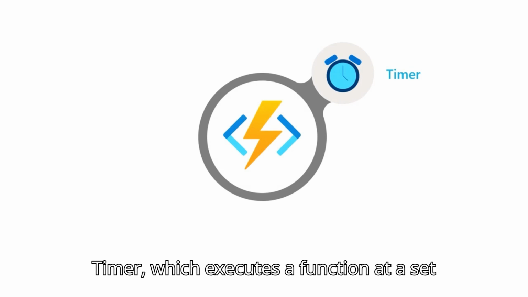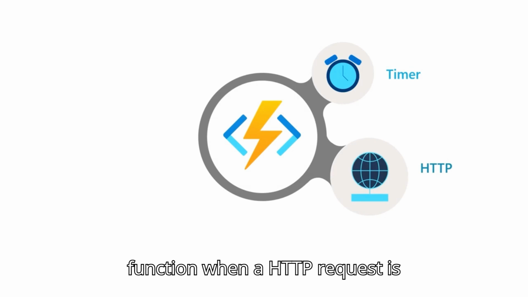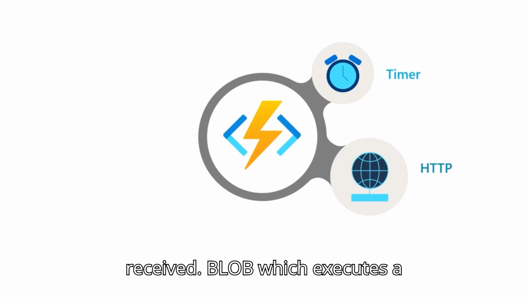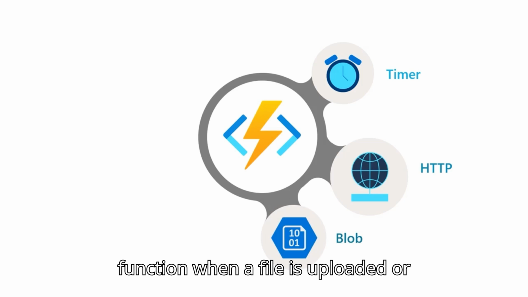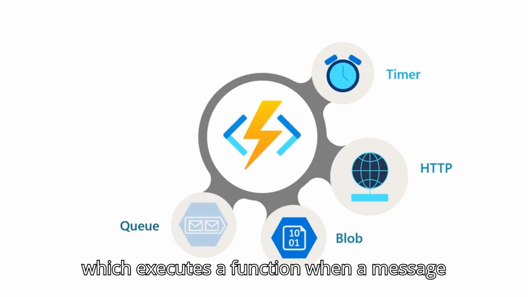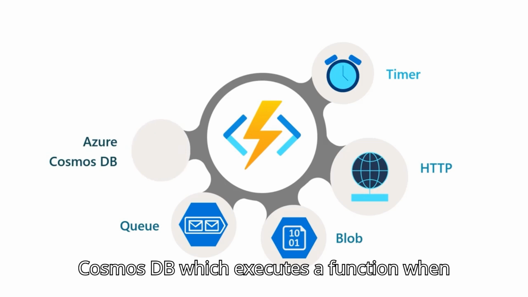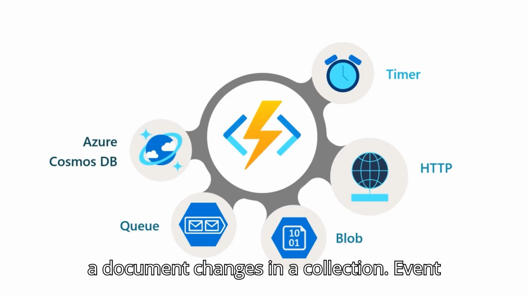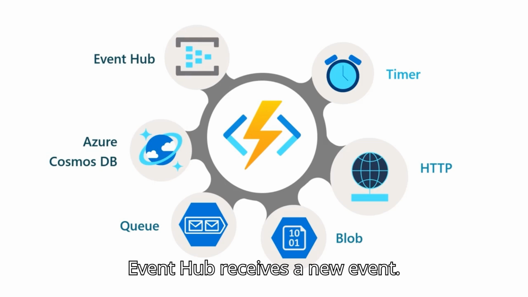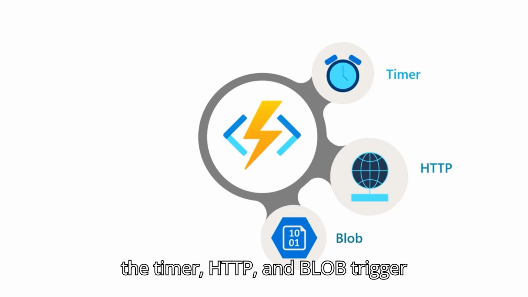Timer, which executes a function at a set interval. HTTP, which executes a function when an HTTP request is received. Blob, which executes a function when a file is uploaded or updated in Azure Blob Storage. Queue, which executes a function when a message is added to an Azure Storage queue. Azure Cosmos DB, which executes a function when a document changes in a collection. Event Hub, which executes a function when an event hub receives a new event. In this lesson, we're going to focus on the timer, HTTP, and blob trigger types.